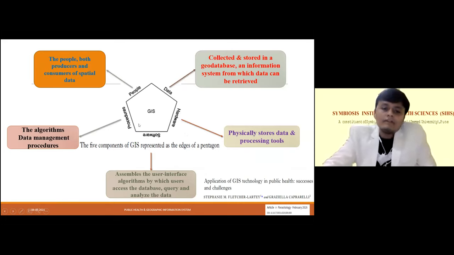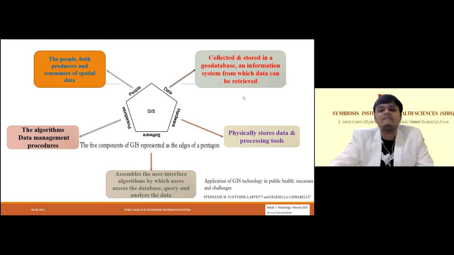Now, there are five components of GIS, which are represented as the edges of the pentagram. I will discuss them one by one. The first is data. So what is data? Data will be collected and stored in a geodatabase. And the geodatabase is an information system from which data will be retrieved by the user.